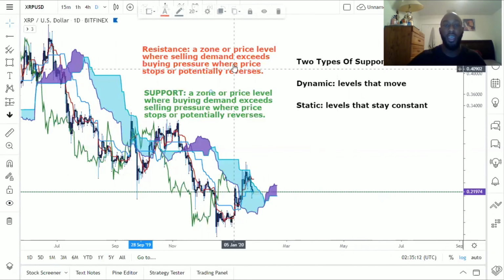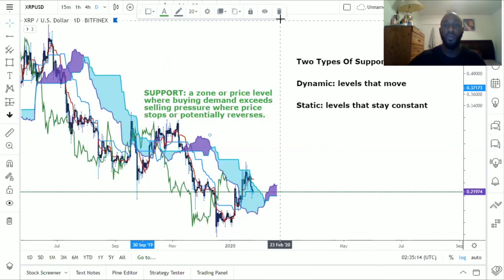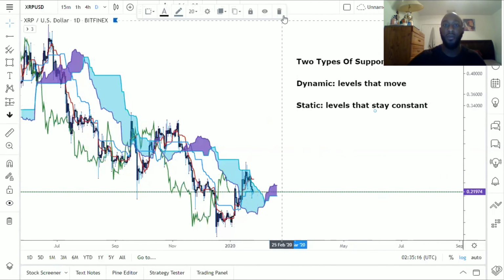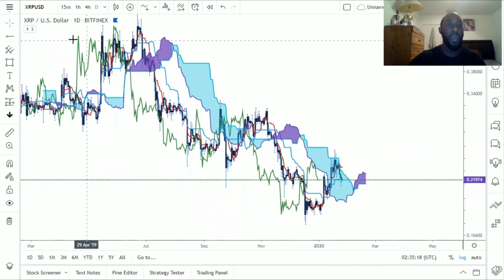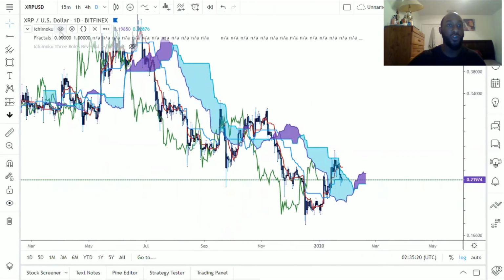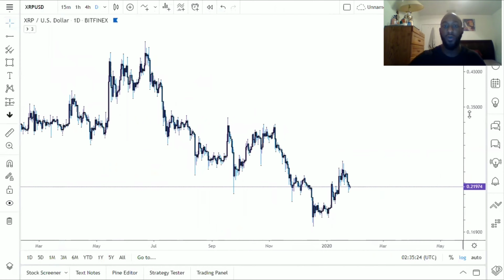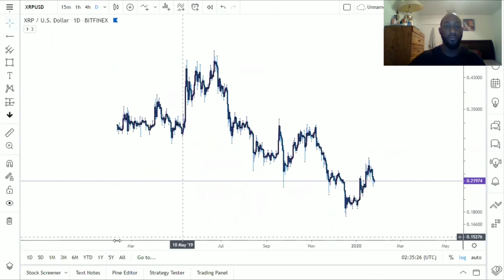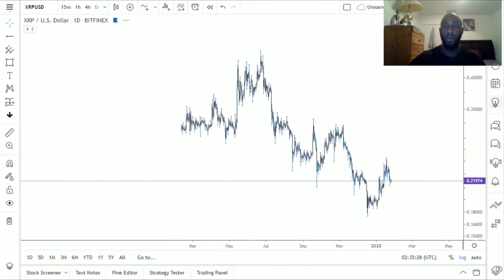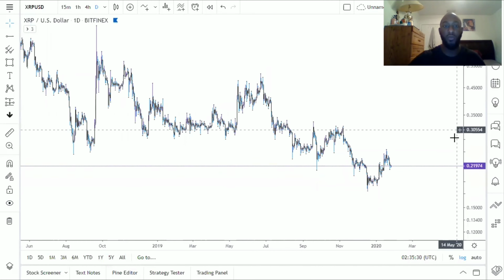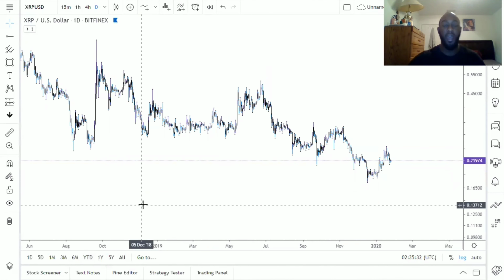So let's go ahead and remove this. Hope you guys got that down. So we're going to start off without using Ichimoku first so you can see the difference in what it looks like. Here we go. You want to zoom out when you are trying to identify support and resistance levels.